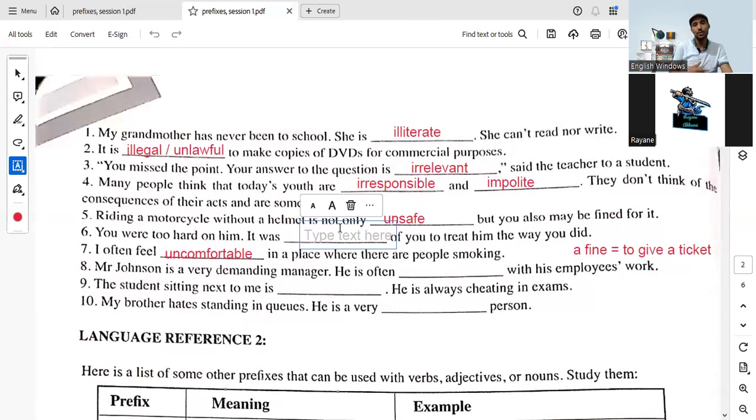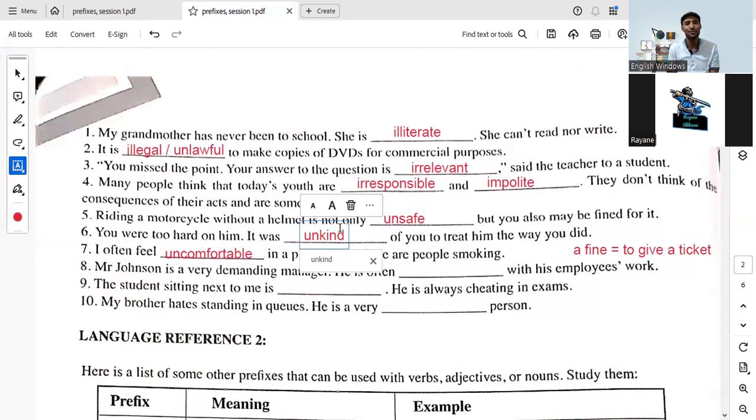So what's the opposite? If you behave with someone in a gentle, nice way, we say that you are so kind. But if you behave in a rude way, we say that was unkind. Unkind.